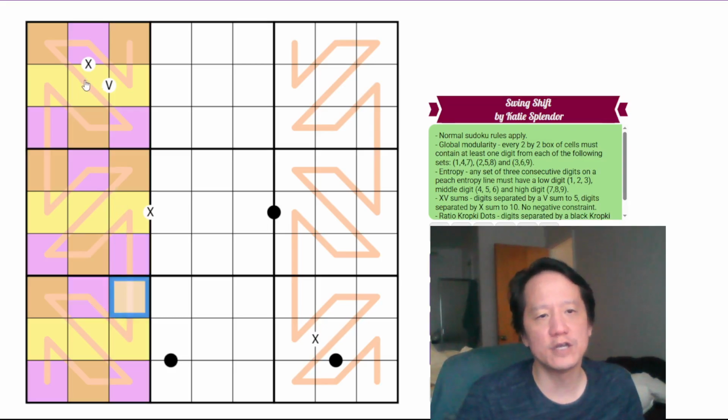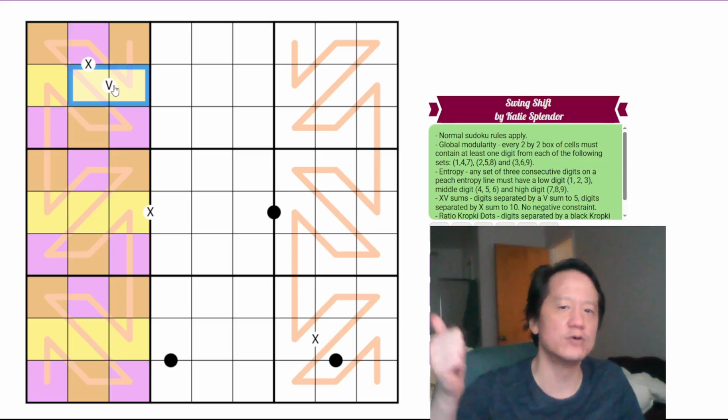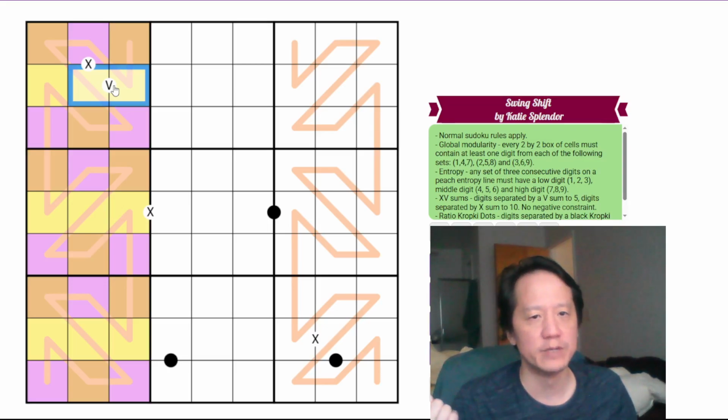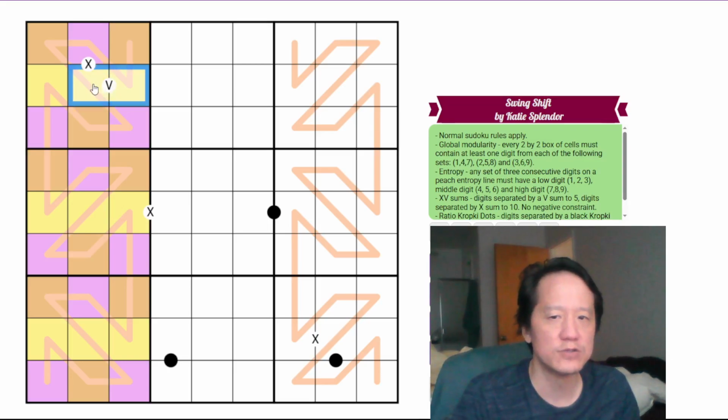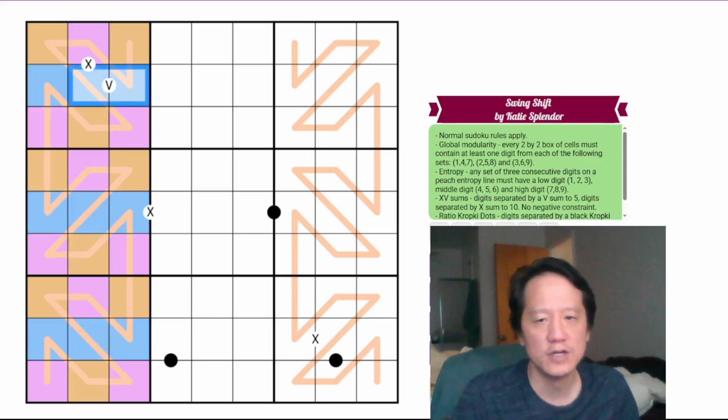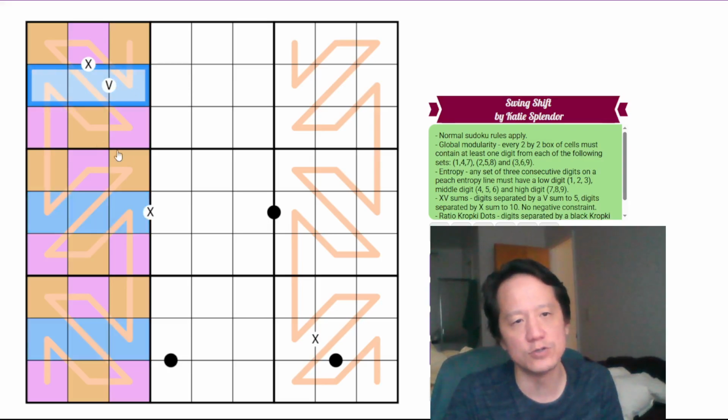So interestingly enough, these 2 digits must add up to 5, and they're the same entropy. That means they're either both low, they're both middle, or they're both high. Well, both middles minimum is 4 and 5, which adds up to 9. Both highs is 7 and 8, which adds up to 15. And so therefore these must all be lows. So the yellows are essentially the lows, and it has to specifically be a 2-3 pair.